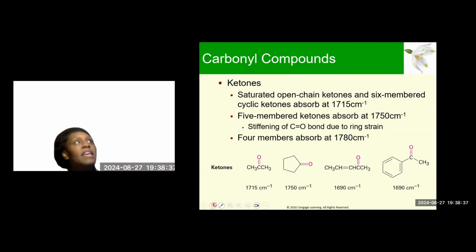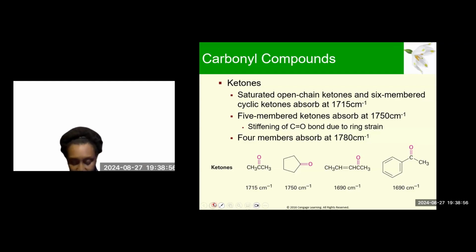All right. So ketones, saturated open chain ketones and six-member cyclic ketones absorb around 1715. Five-member ketones are around 1750, and then four-member rings are 1780. Now, the main thing that you need to know is that they're at around 1700.